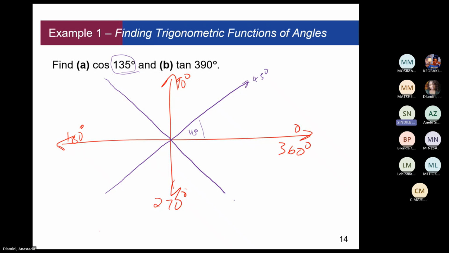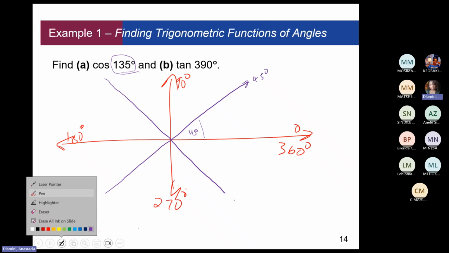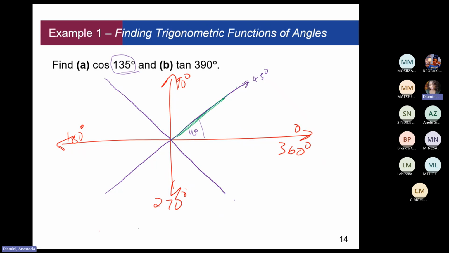Yes, ma'am. So we find 135 by using the reference angle. Let's call it the reference angle. We know 45 is here. Plus 45 we go to 90. Plus 45 we go to 135. So our angle is from here to there. That's 135. Because we are using a reference angle, we know we're going to say from here to there.